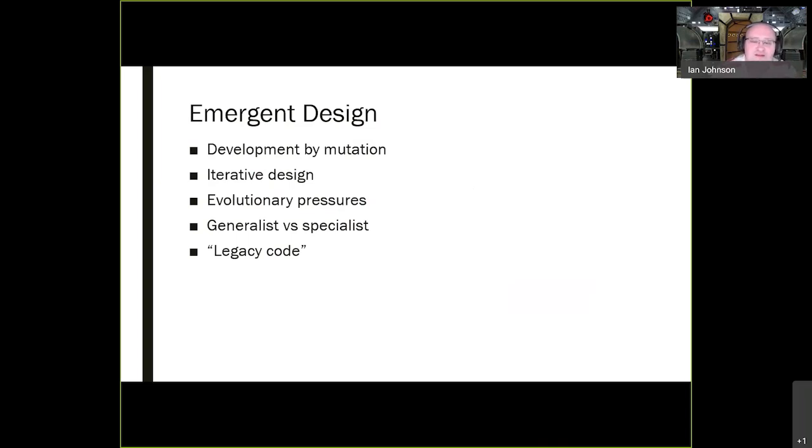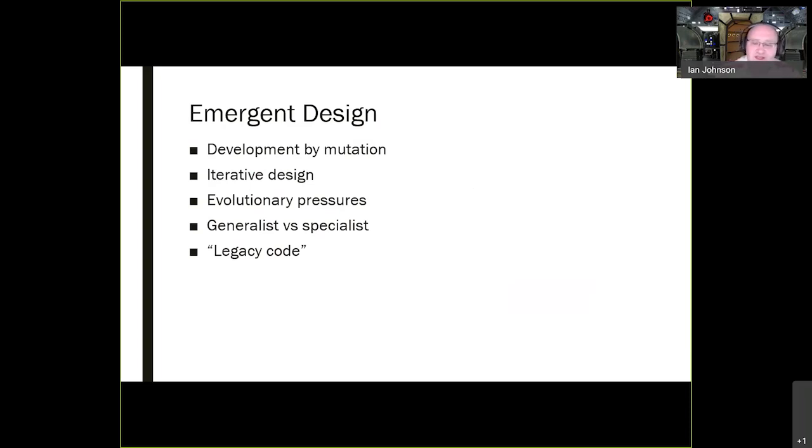How do you get from that single cell all the way through to the variety of life that we see in front of us? Well, we do it through emergent design. We do development by mutation. We take a small iterative process and apply that many, many generations over millions of years to affect the change that we're going to see. And it's going to be driven by some evolutionary pressures.